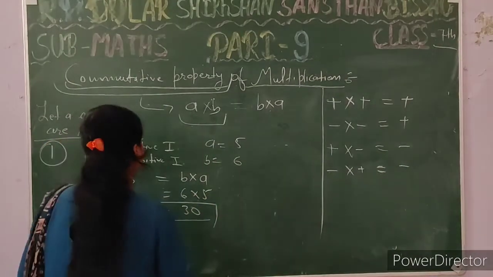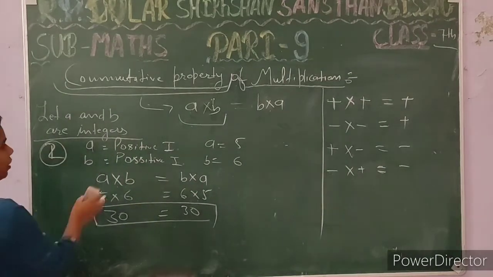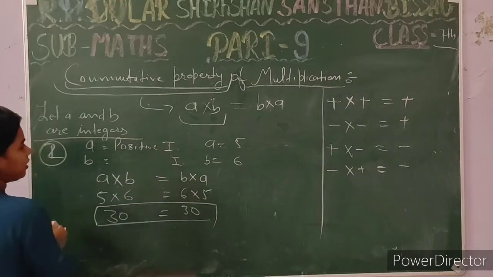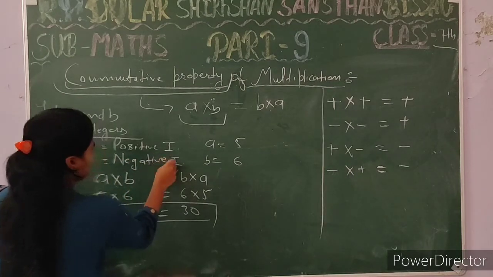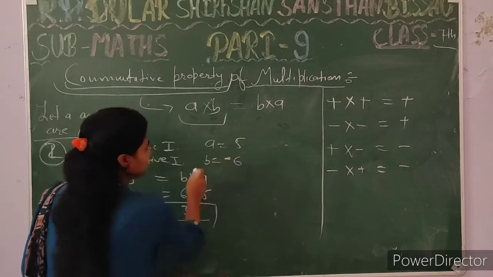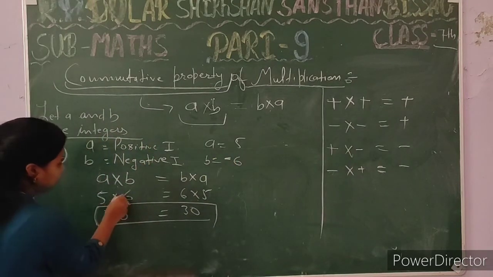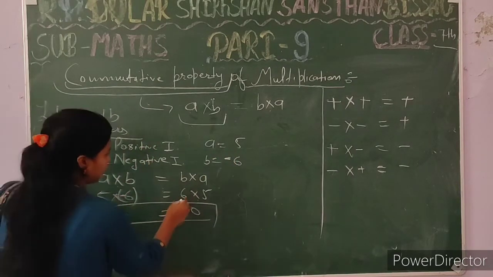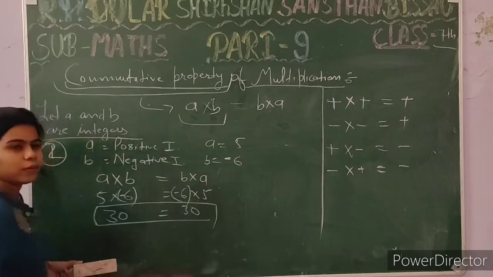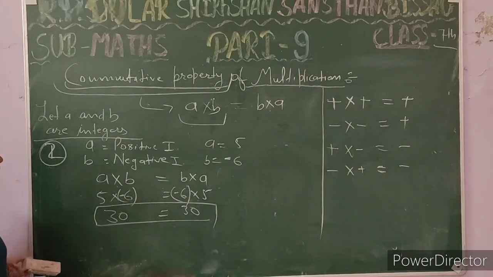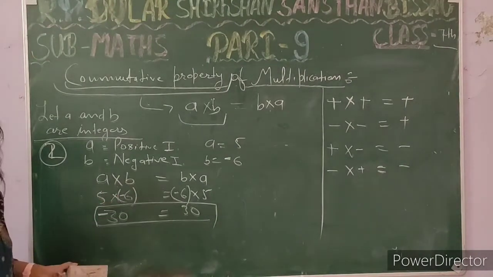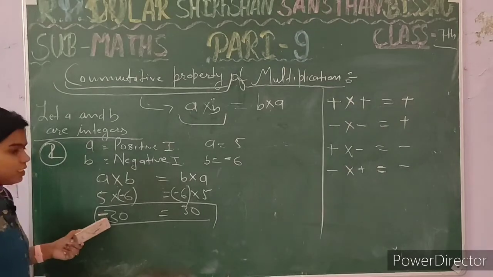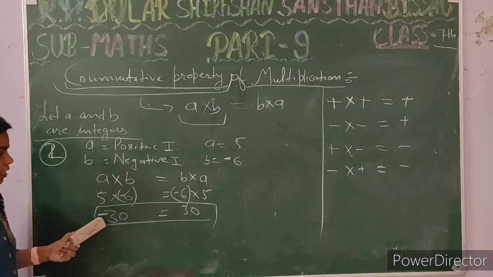Then I will tell you about the second case. If the first one is positive and the second one is negative, students look carefully, then it becomes -6. Then we multiply these: 6 5s are 30, and the sign is multiplication.